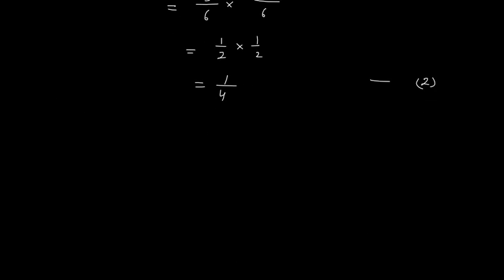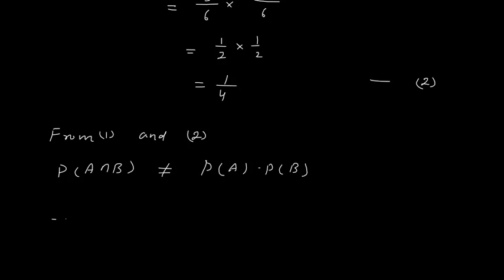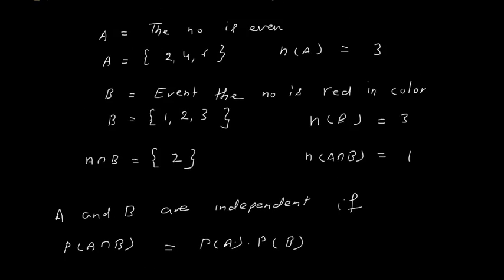So from 1 and 2, probability of A intersection B is not equal to probability of A into probability of B. Therefore A and B are not independent. Simple. A and B are not independent events. So this is how we did the 5th question.